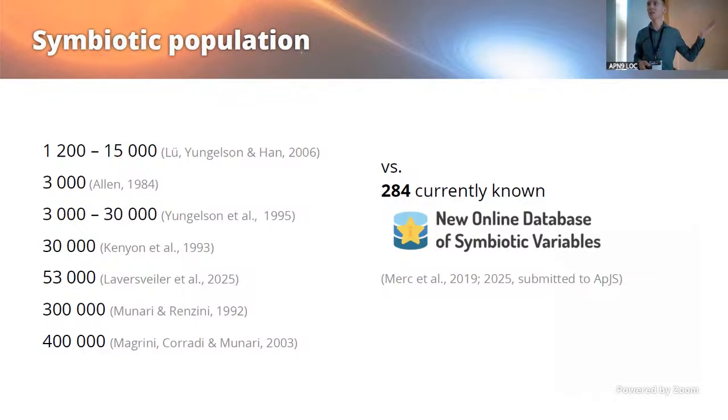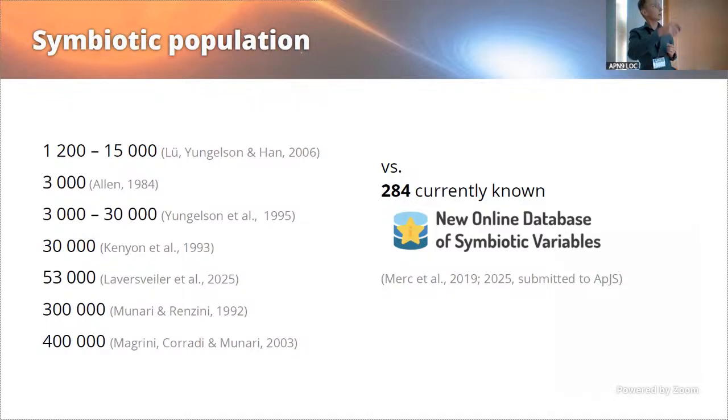So I will be talking about the search for symbiotic stars, and especially with Gaia data. And the motivation is on this slide. These are predictions of the numbers of symbiotic stars in our galaxy, which range from 1,000 to 400,000. These are overestimated, but anyway, they were published as that. But if you compare that with observed numbers, they are much higher. So this is the motivation.